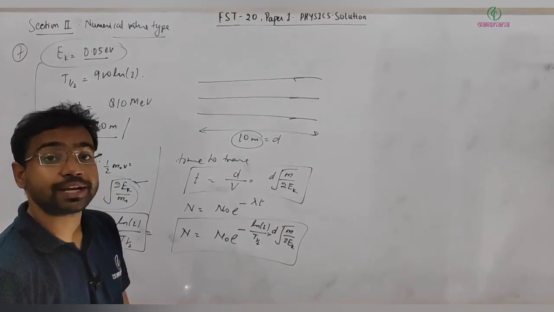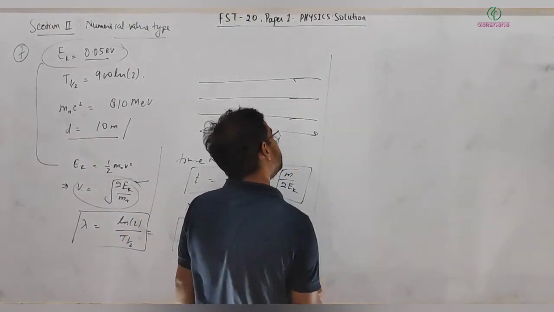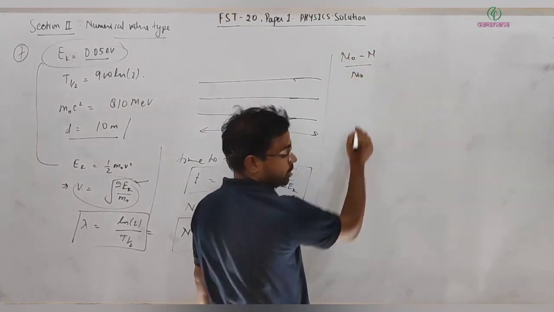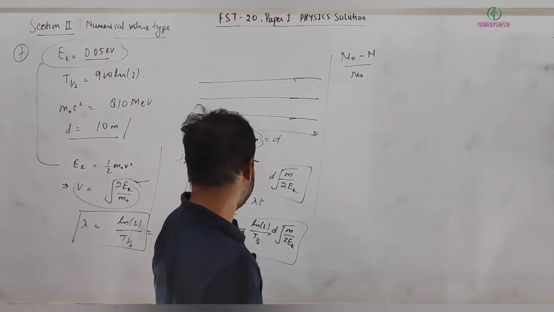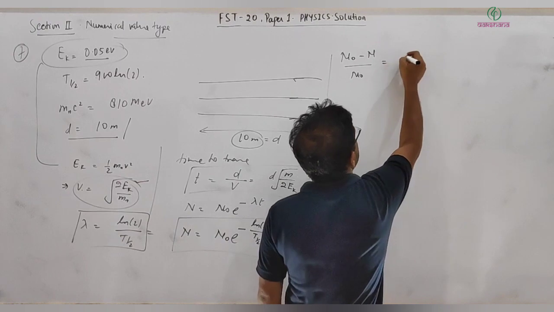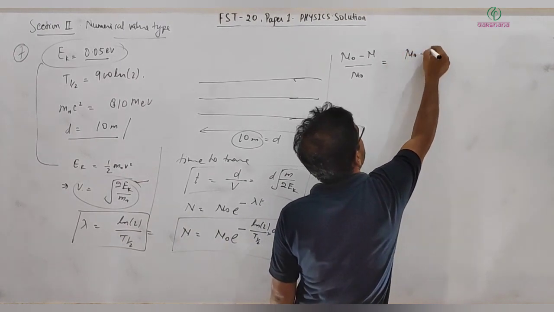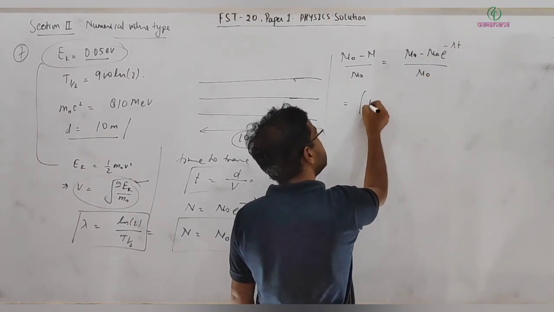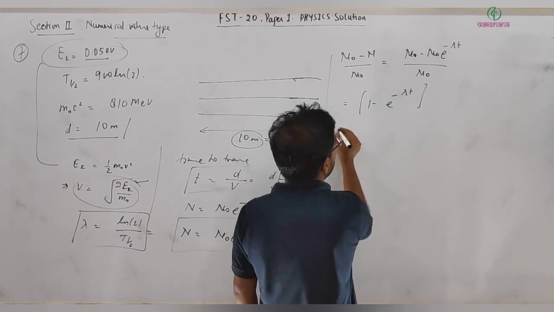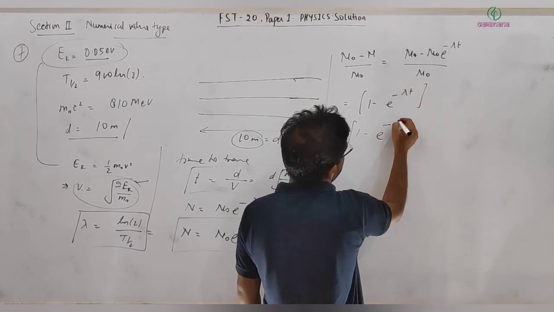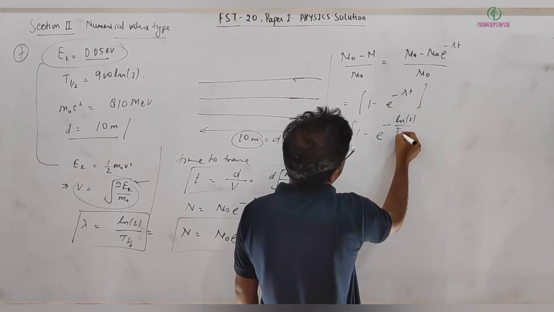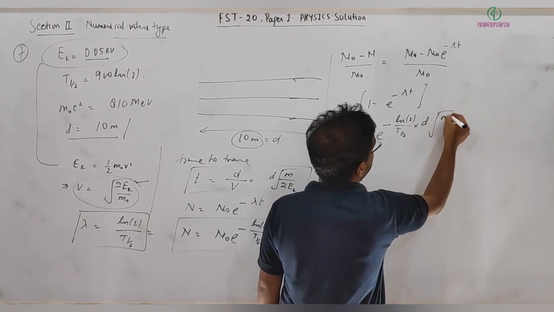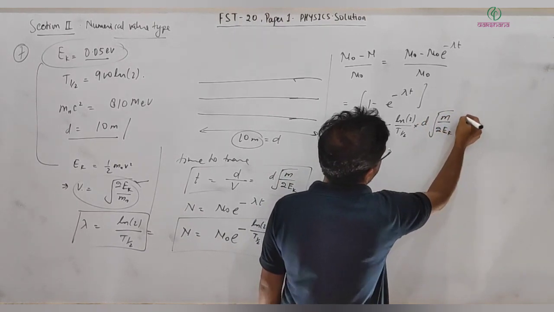Now it's asking about the fraction of nuclei decayed. So that will be equal to the fraction of number of nuclei, this is N naught minus N divided by N naught. This is the fraction of nuclei decayed. Substituting these values, this comes out to be N naught minus N naught e raised to power minus lambda t divided by N naught. This comes out to be simply 1 minus e raised to power minus lambda t. This is 1 minus e raised to power minus ln 2 divided by t half multiplied by d under root m divided by 2EK.